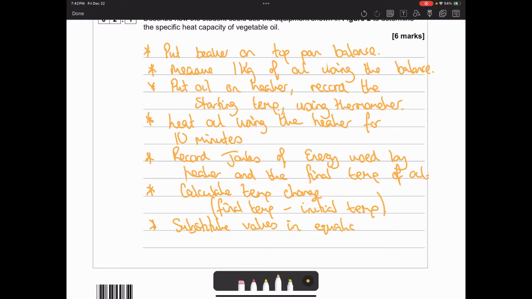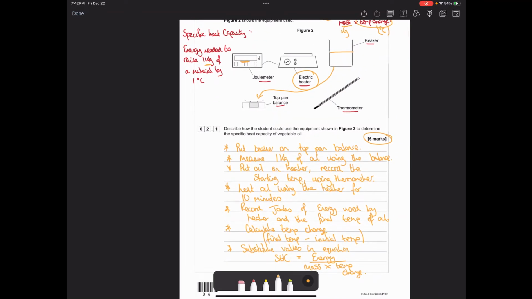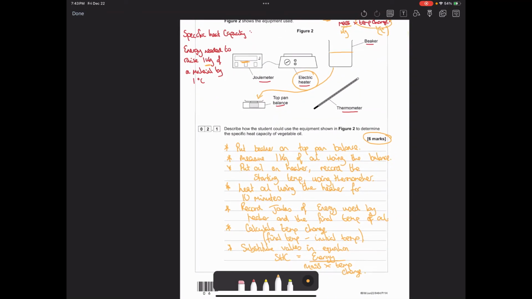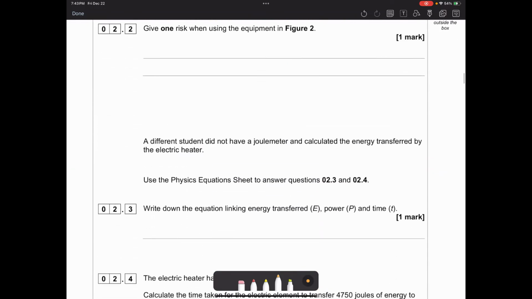So specific heat capacity would be equal to your energy from your joule meter divided by your mass, which would be 1 kilogram, times by your temperature change, which you've just done, and that would give you your answer. Now, setting it out like that, this is probably the hardest required practical in physics paper 1, but that's how you need to set it out, say how you use the equipment and how it links to that question.